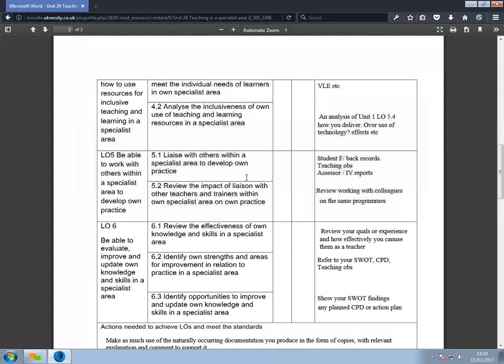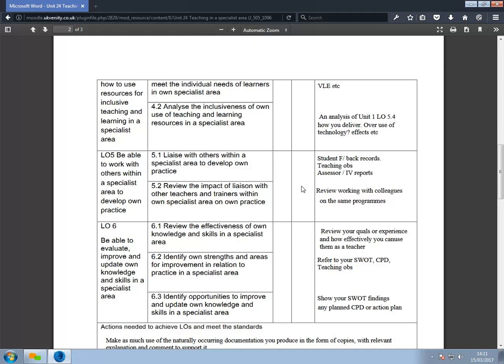Liaise with others in the specialist area to develop your own practice. Teaching observations, certain ideas. These are the things you can use as evidence and then discuss them. So you've actually done the liaising bit, which is what it's asking for here. Liaise with others. That's what you have done. Review the impact of that. Review working with colleagues on the same programs.